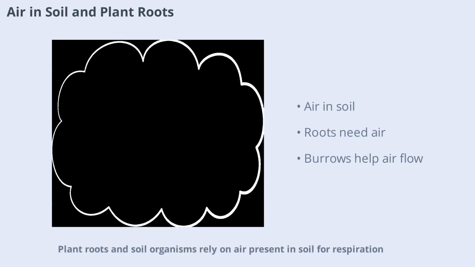Plant roots and soil organisms rely on air present in soil for respiration. Burrows made by animals create spaces for air to move in and out. Heavy rains can fill these spaces with water, forcing soil animals to come out for air. This shows how air is essential for life below the ground as well.